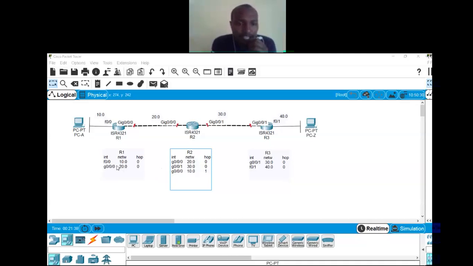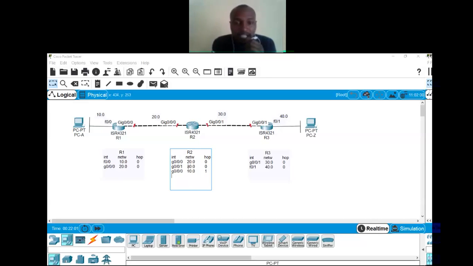It will again check. You have network 20.0, hop count is 0. We can't add network 20.0 because we already have the best route to that destination. So it won't add that network. Other routing protocols will create a backup, a secondary route to reach that one, but in this scenario, it won't. And then it closes there.